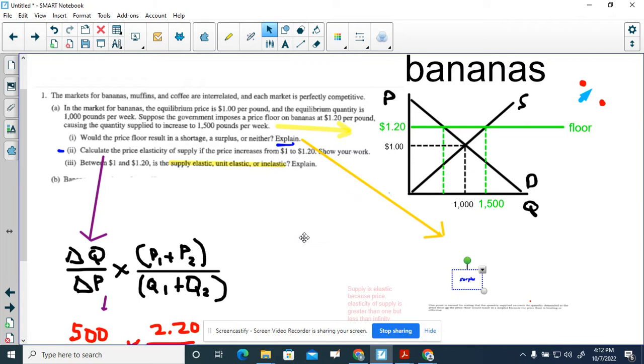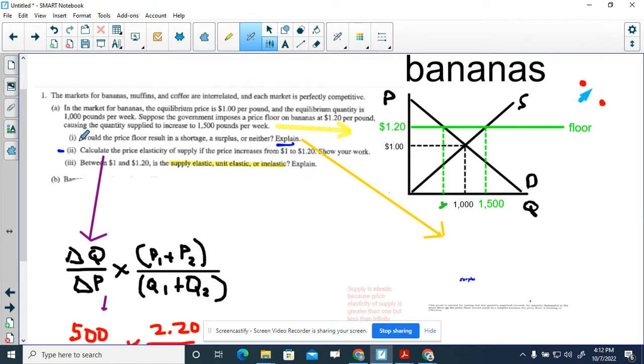Suppose the government imposes a price floor on bananas at $1.20 per pound, causing the quantity supplied to increase to 1,500 pounds per week. So if we follow my arrow over to the side of the page, I've got a model sketched of this. I didn't have to do this, but it helps me as a student understand what's going on in this particular question. I've got my basic supply and demand model in black, equilibrium price at $1, equilibrium quantity 1,000. Then I stuck in my price floor at $1.20, which raised the quantity supplied to 1,500. And of course, we don't know what the quantity demanded is. That's a big mystery right there.